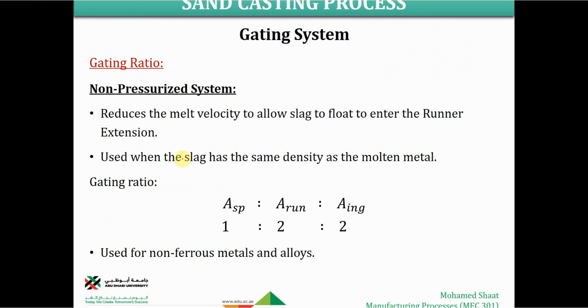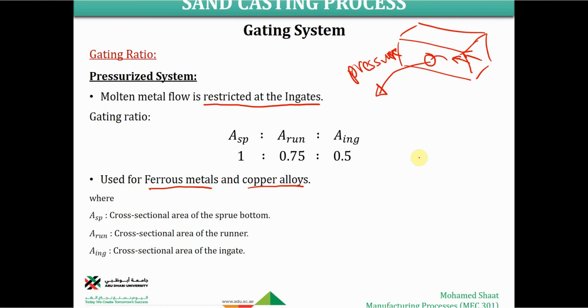But the non-pressurized system allows the slag to float and enter the runner. There is no grabbing anymore, there is no attraction. It is used when the slag has a lower density than the molten metal, so it's going to be floating on the top, and we can push it down somehow. So we won't allow the slag to come into the mold cavity.